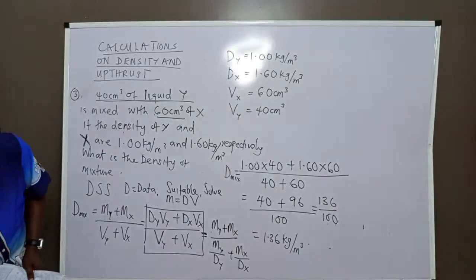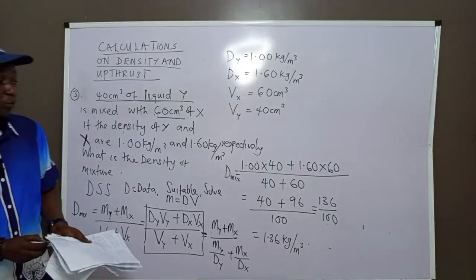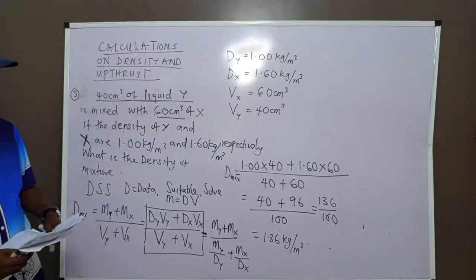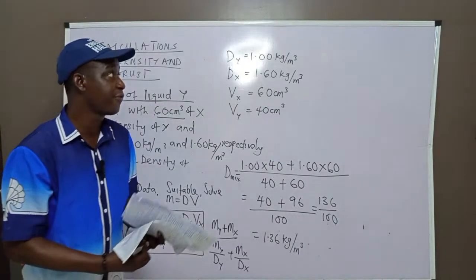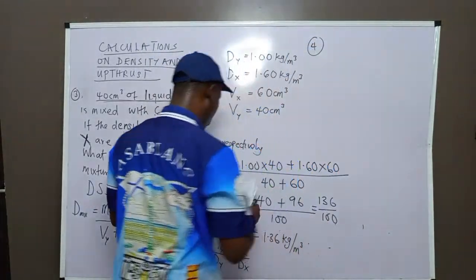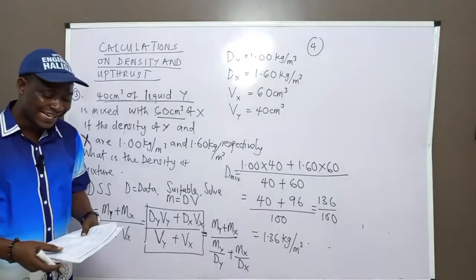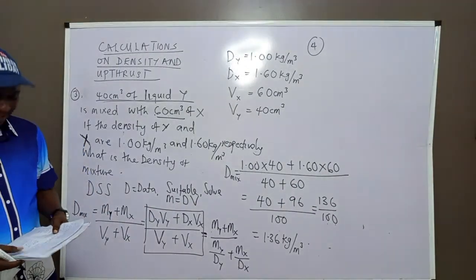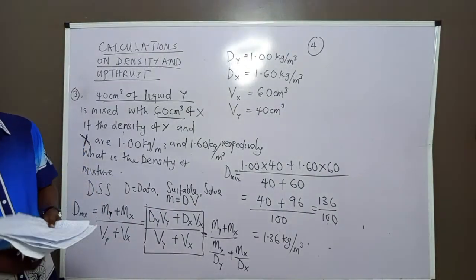You can always confirm them on your own with your calculator so that we can know whether we are okay with it or not. Question 4. So we are going to question 4 because time does not permit us. We want to make sure we cover all the areas that can be asked in a question on density.